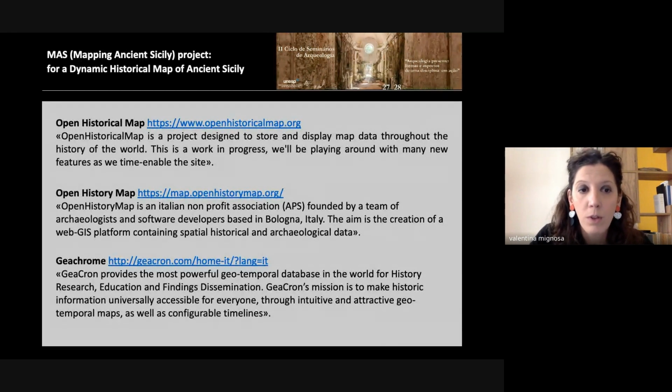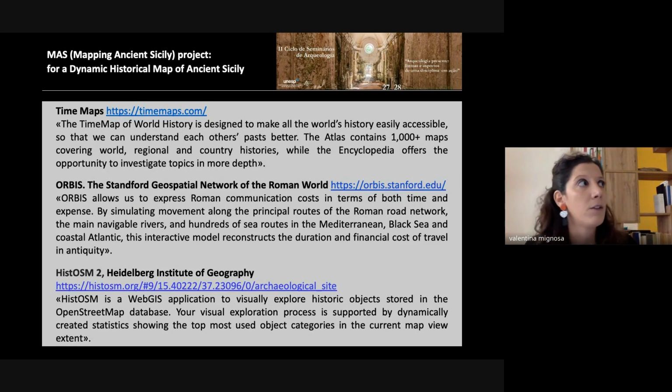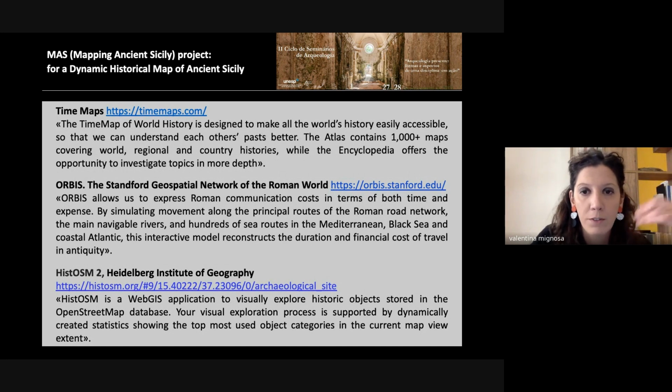Geochrome is another interesting tool from the Geochrome consortium, and it's also very interesting as a tool for disseminating history and archaeological data in a very accessible environment. Also, there are other very interesting tools like Orbis or TimeMaps. Orbis is a tool in which you can basically see how many days or hours you need to go from one place to another in the Mediterranean world, if you are taking a boat or going on foot or by another means. So it's basically a map which calculates the cost and time of traveling.